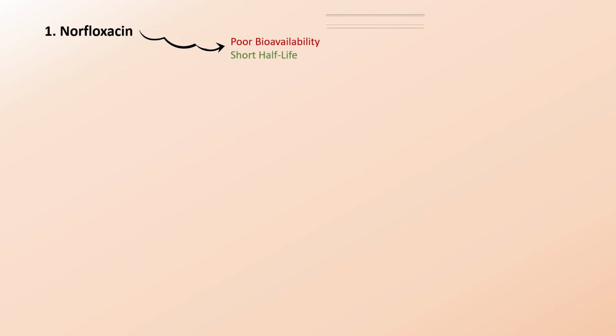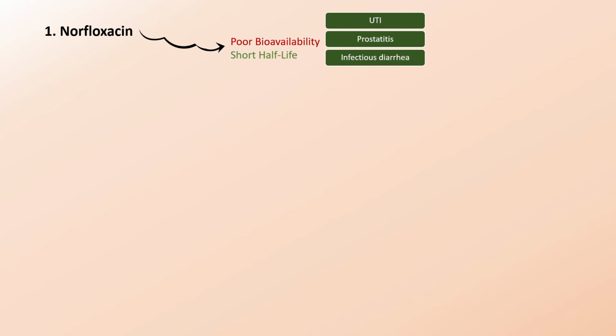So, norfloxacin. It is rarely prescribed due to poor oral availability and a short half-life. It is effective in treating non-systemic infections such as urinary tract infections, prostatitis, and infectious diarrhea. Now, talking about ciprofloxacin, it is effective in the treatment of many systemic infections as well, that are mostly caused by gram-negative bacteria. Of all the fluoroquinolones, it has the best activity against Pseudomonas aeruginosa and is commonly used in cystic fibrosis patients for this indication.